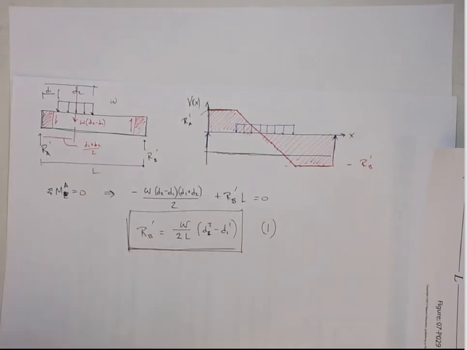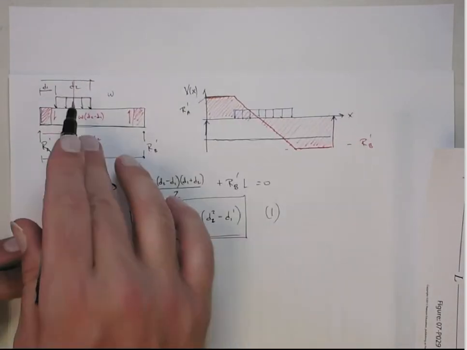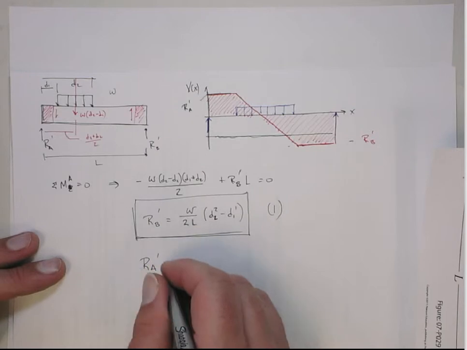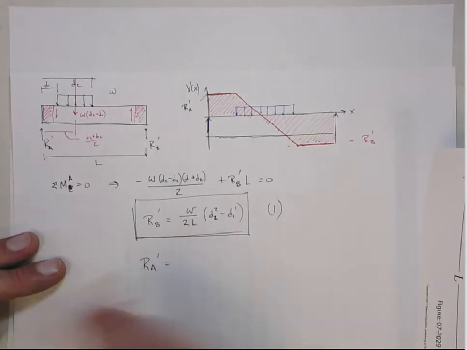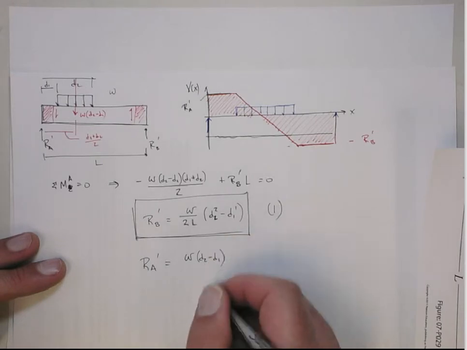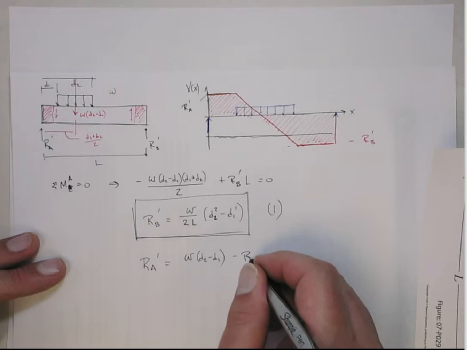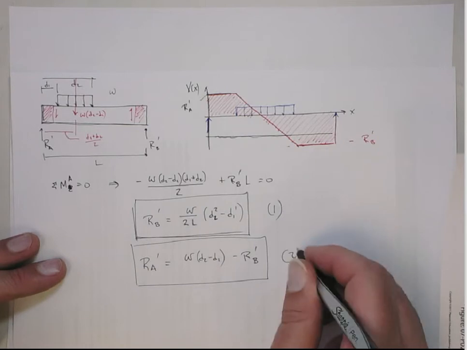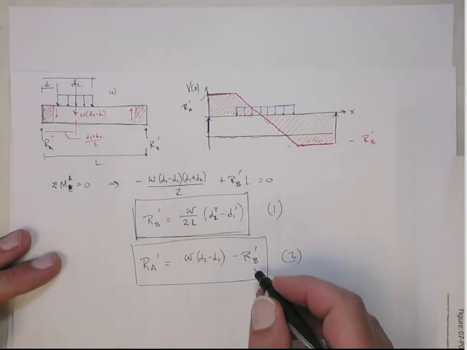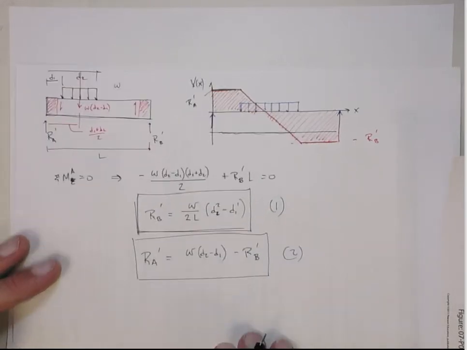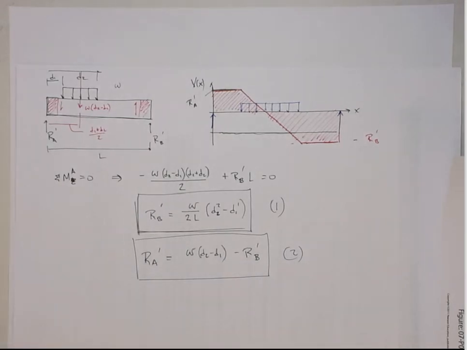So that'll give me, obviously, RA plus RB has to equal the total download. So this tells me that RA prime is in fact equal to the total down force, which is W times D2 minus D1, minus RB prime. This is equation 2. We can leave it just like that because we'll first compute RB prime and use that in here to compute RA prime. So those are kind of well-posed sequential problems.